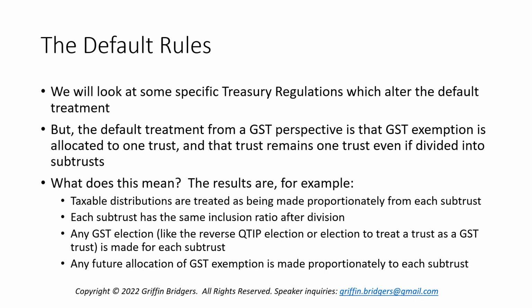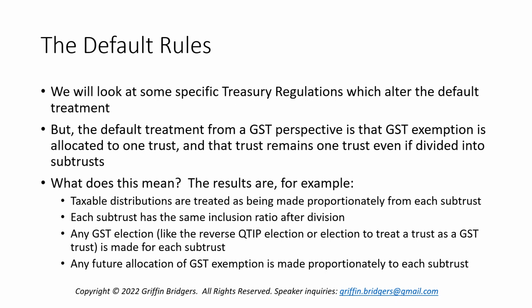Now, before we get into those Treasury regulations, it's important to note that typically in this situation, you have GST exemption being allocated to one trust, and then when that trust is divided, in the eyes of the GST tax rules, typically that trust as divided is still viewed as one trust in terms of the GST tax attributes. So what does that mean?